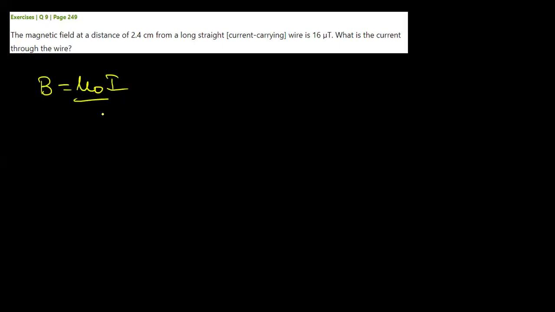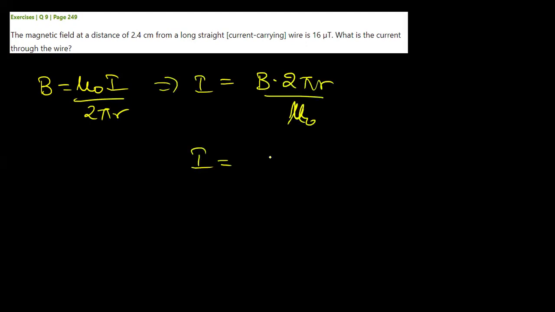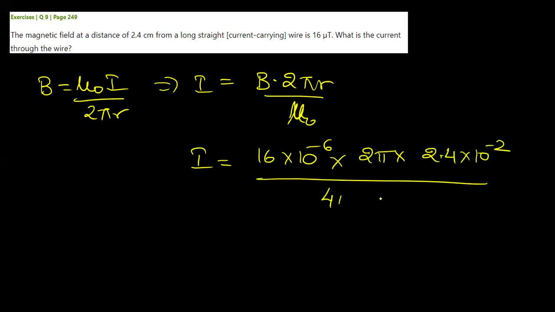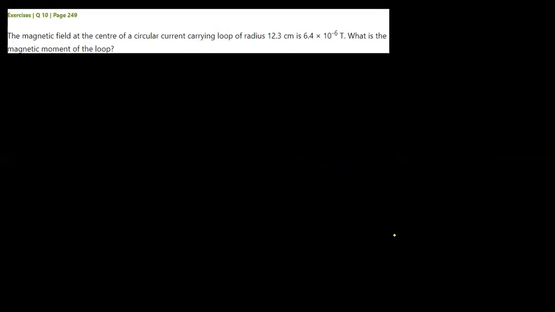Again, same sum of Ampere's law, B equal to mu naught I upon 2 pi r, so I equals B into 2 pi r upon mu naught. Such type of sums, it is expected students do it on your own. So, B is given as 16 micro Tesla. Micro means 10 to the power minus 6, into 2 pi into R value, which is 2.4 into 10 to the power minus 2, divided by mu naught value, which is 4 pi into 10 to the power minus 7. So, when you solve this, you get the current value as 1.92 ampere.